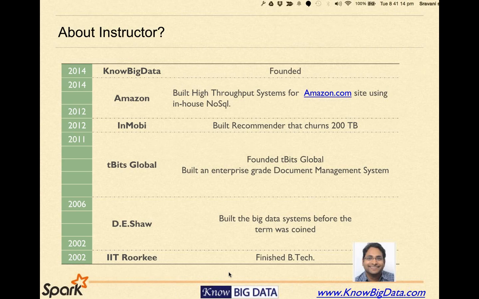From 2006, afterwards, I started a company called T-Bits Global. We built an enterprise-grade document management system. Afterwards, I joined InMobi, where I churned a database of around 200 terabytes to build recommendations. After InMobi, I joined Amazon, and there I built something like Apache Storm to do stream processing, and that's being used by multiple teams now. Other than helping Amazon with the product detail page, in 2014, last year, I started No Big Data.